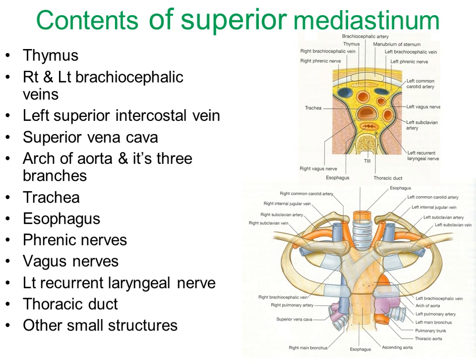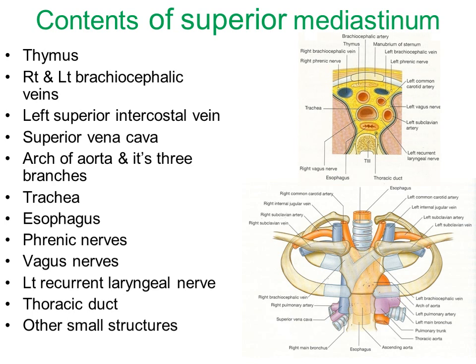So here we are enumerating various contents of the superior mediastinum. Thymus, right and left brachiocephalic veins, left superior intercostal vein, superior vena cava. These are the veins which we have in the superior mediastinum. Arteries are the arch of aorta with its 3 branches. Then the viscera or the tubes which we have are the trachea and esophagus.